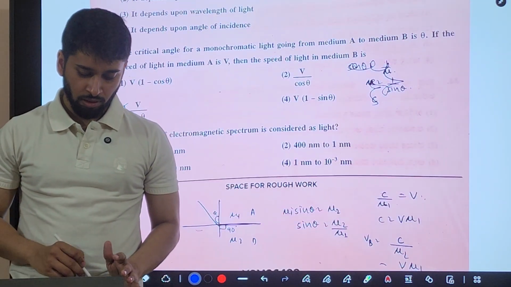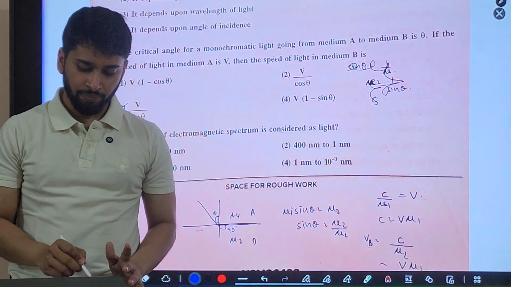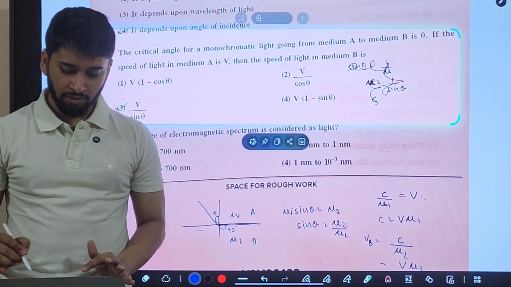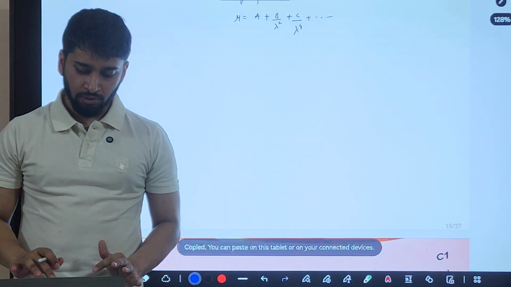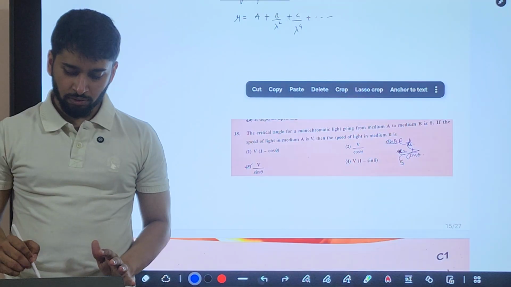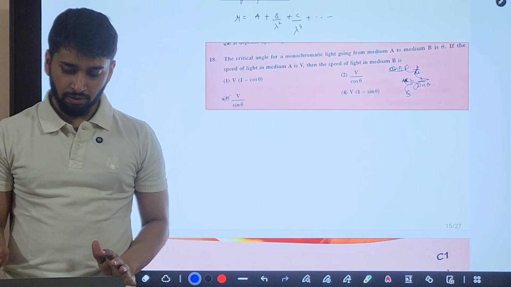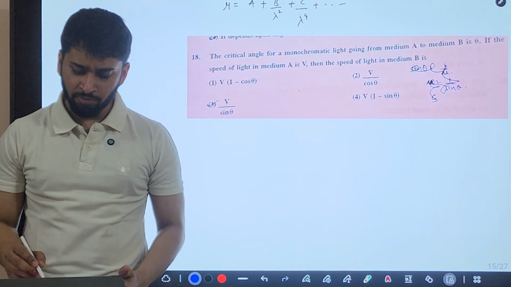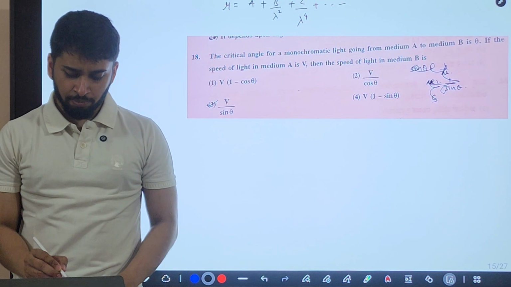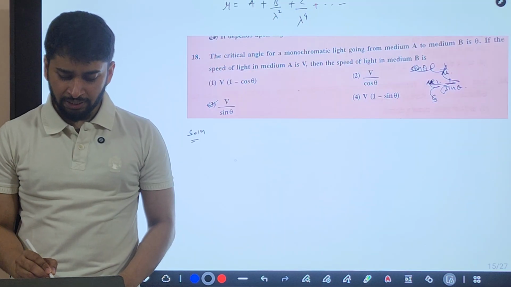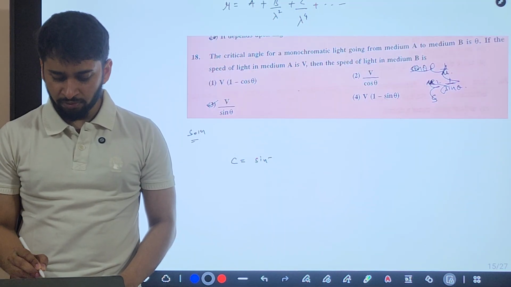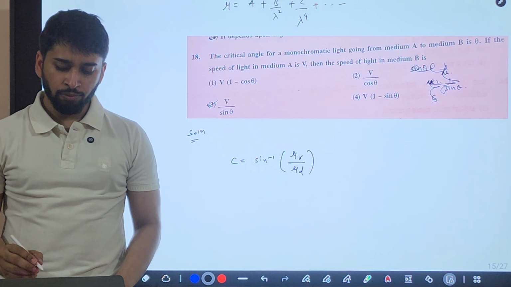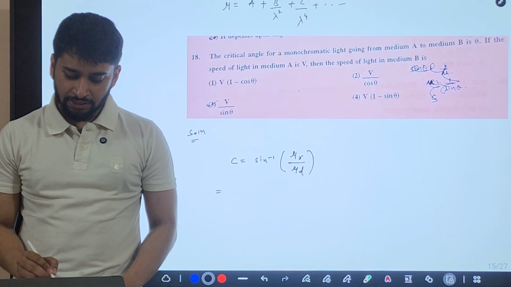18th. What does the 18th question say? The critical angle of a monochromatic light. Quickly we'll try to finish it off. The critical angle for a monochromatic light going from medium A to B is theta. If the speed of light in medium A is v, then the speed of light in medium B is? See, critical angle is sine inverse of mu rarer by mu denser.